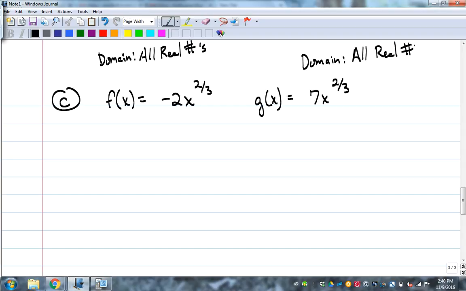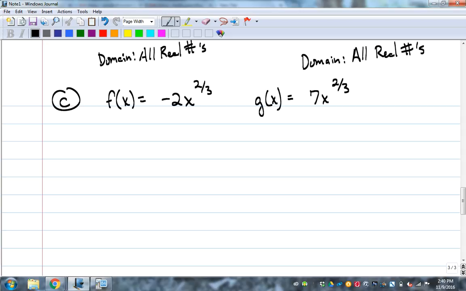Because it's an odd number in the denominator of the exponent. If it's an even number, you have to have positive answers, positive x values. If it's an odd number, it doesn't matter, because you can take the cubed root of a negative number. You can take the 5th root of a negative number. You can take the 7th root of a negative number. You can take the 81st root of a negative number. Not that you ever would, but you could.